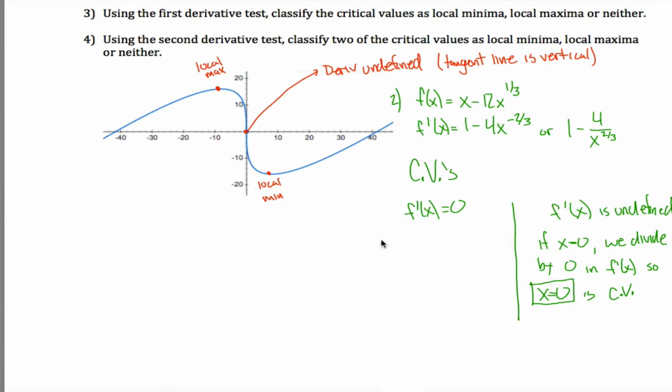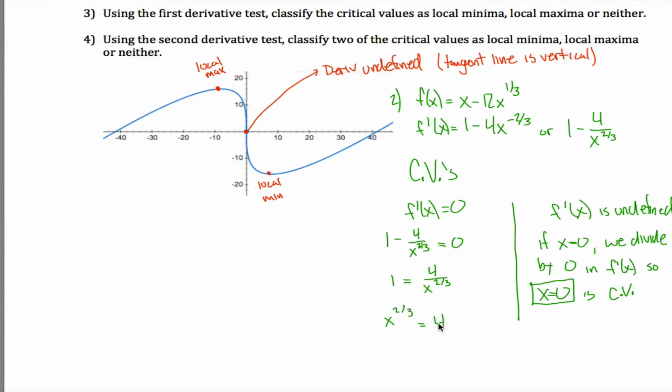To find the others, we go over here and we take our derivative, either of these forms. Sure, maybe I'll stick with this one: 1 minus 4 divided by x to the 2/3 power, and set that equal to 0. Well, I could add this over to this side to get 1 equals 4 over x to the 2/3 power.